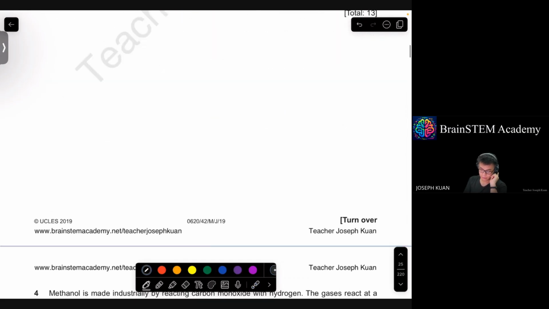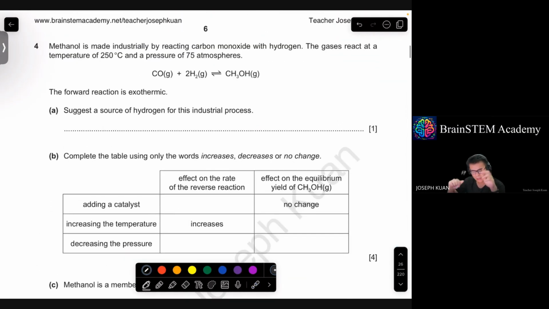Moving on to the next question. 4. Methanol is made industrially by reacting carbon monoxide with hydrogen. The gases react at a temperature of 250 degrees Celsius and a pressure of 75 atmospheres. The forward reaction is exothermic. Suggest the source of hydrogen for this industrial process. So mainly we can get hydrogen just from natural gas, or you can just say hydrocarbons.